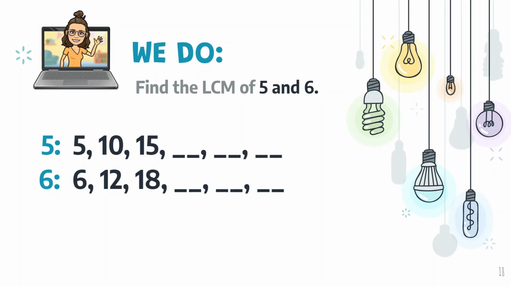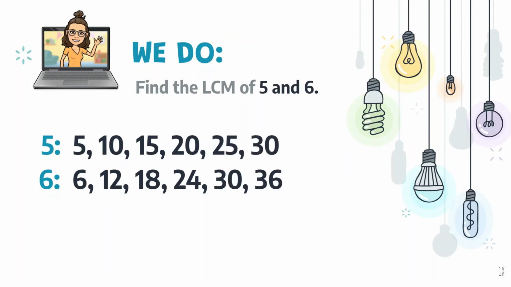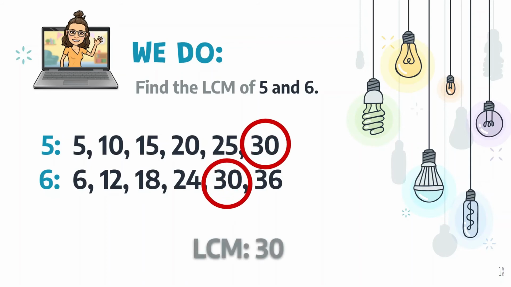Now double check your lists. How did you do? Have you already identified the LCM? Yep, it's 30.